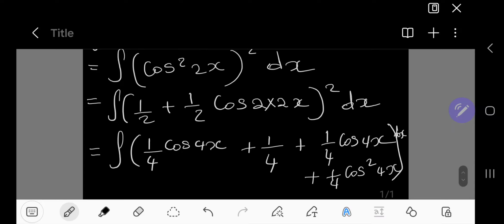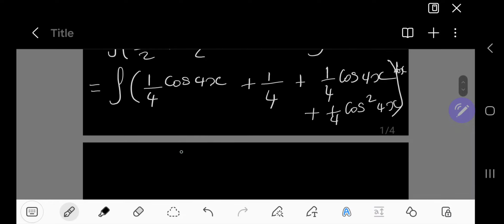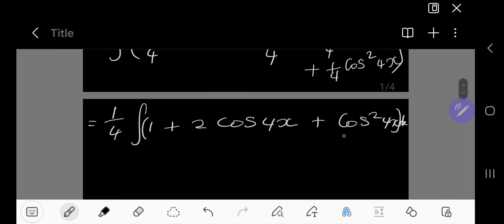So now I've added another page. What we must do here is take out this 1 over 4, and we'll be left with 1 plus 2 cos 4x plus cos squared 4x dx.